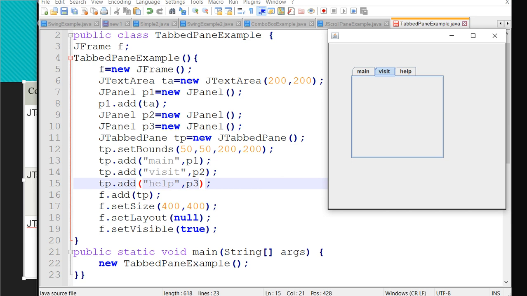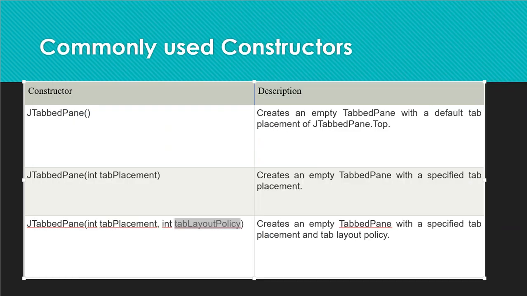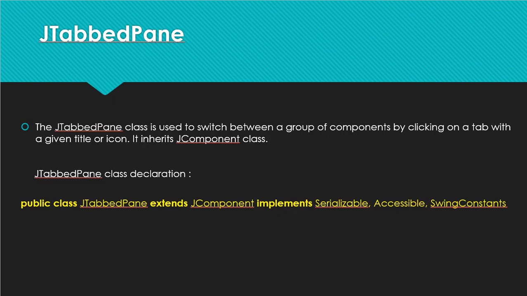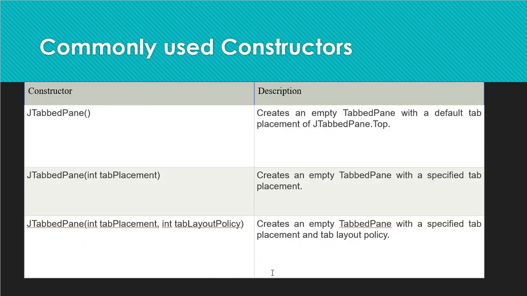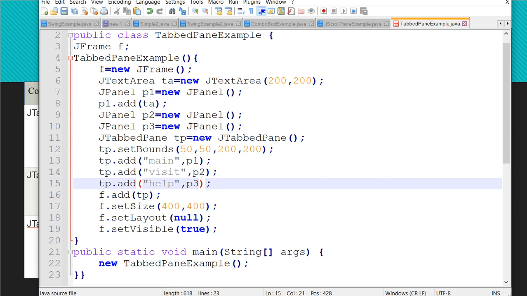So you need to write this down from this slide, JTabbedPane. Okay, this definition you write, this constructor you write, and the example you have to write, you have to understand.